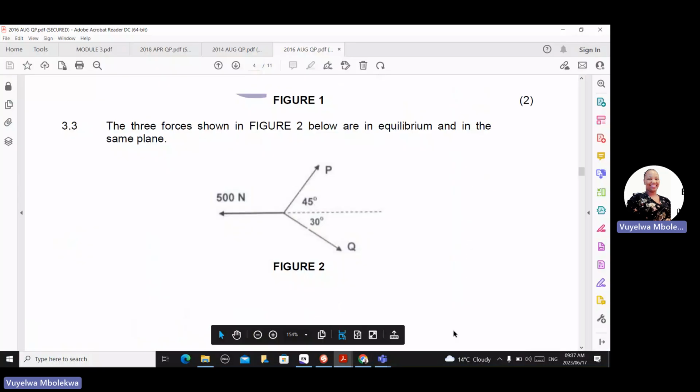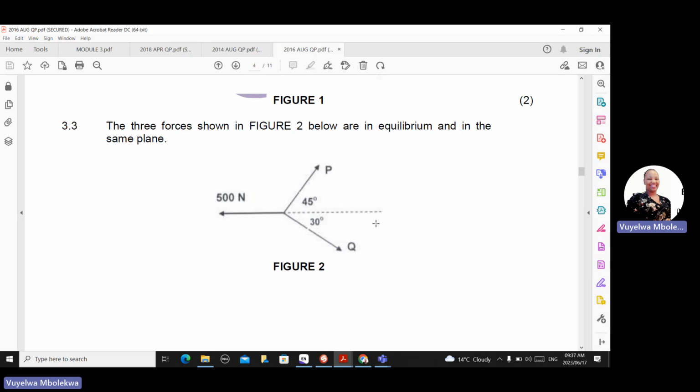Do you use the principles that we looked at on calculating the resultant force? How do you use those principles to determine an unknown force if they give you an unknown force? So here is a question. Three forces shown in figure 2 below are in equilibrium in the same plane.